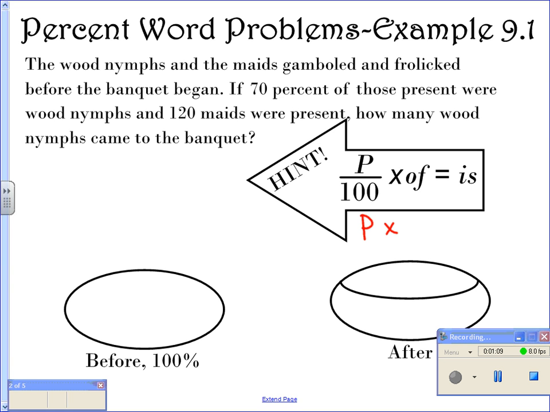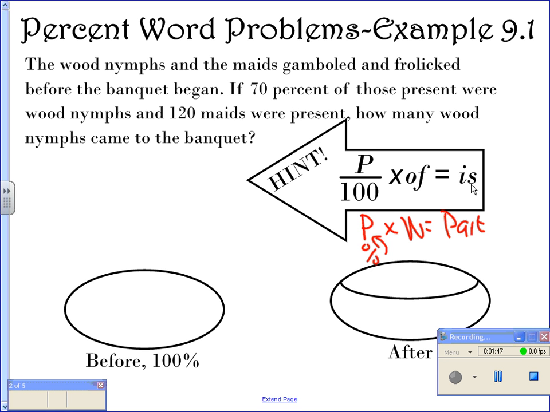Percent of the whole equals the part. Percentage. Y'all remember using that formula? Okay. So we have 70% of those present were wood nymphs, and we know that 120 maids were present. We want to figure out how many we have in total. So what would you do for that? What formula would you start with first?